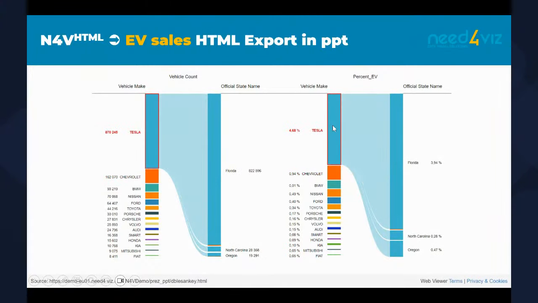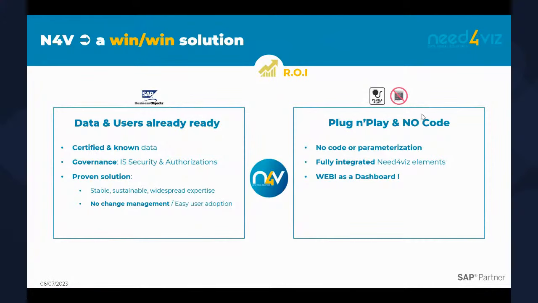Now, Need4Viz, it's a win-win solution. We're an integration with SAP BusinessObjects. And what does that mean? Well, that means that the data never ever leaves the BusinessObjects environment. So there's no data prep. The data and users are already ready. Data is certified and known. Governances are secure as far as IS security and authorization. We're a proven solution. We offer widespread expertise. We're sustainable and stable. There's no change management, and it's easy user adoption.